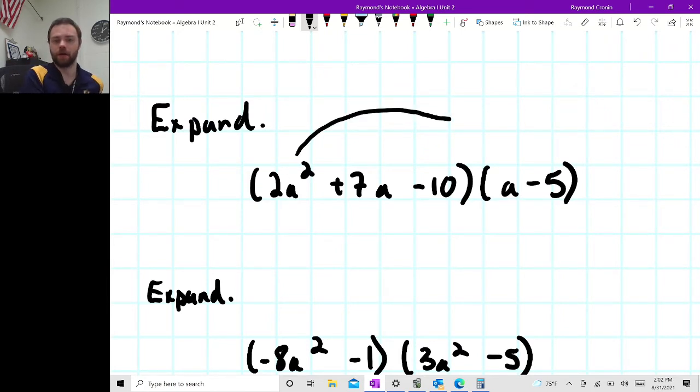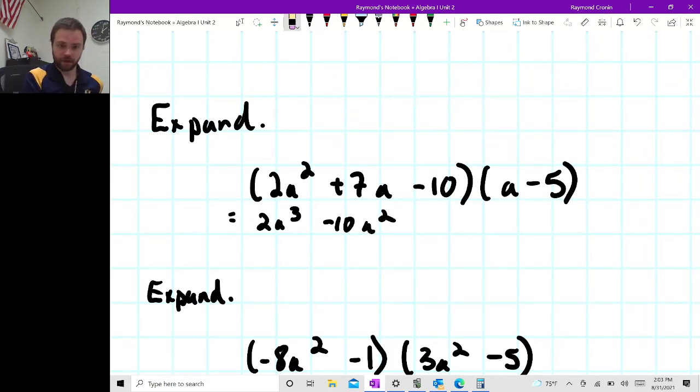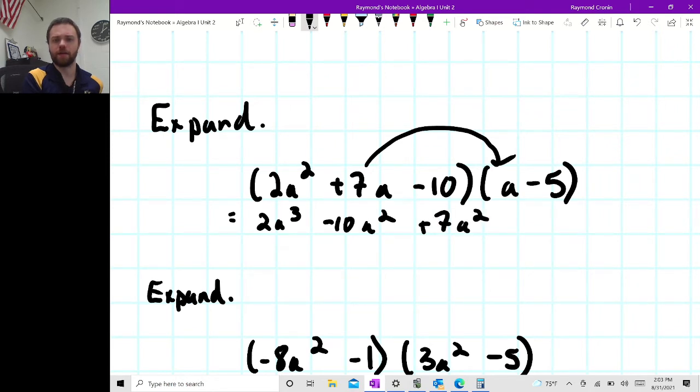So you've got 2a squared times a, which is going to give you 2a to the third, and then 2a squared, you're going to multiply that by -5, which is going to be -10a squared. So once you're done with that first number, you can stop multiplying it and multiply the second one. So I've got 7a times a, which is going to be 7a squared, and then 7a times -5, which is going to be -35a.